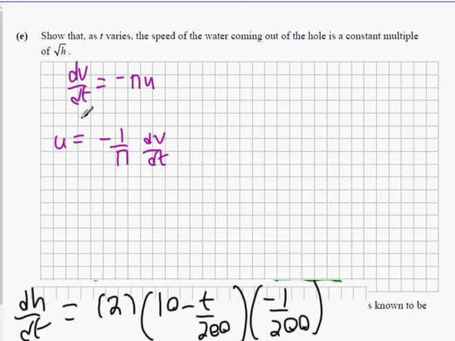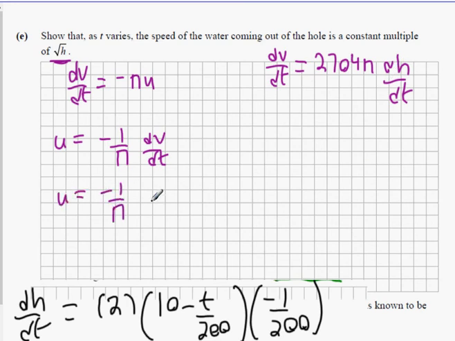Okay, upon completion of that, what do we realise next? The pi's will... dV/dt, and this is going back to part C. The dV/dt is 2,704 pi multiplied by dH/dt. Reason why we did that changeover is we're trying to relate the information back to h, not back to v. Okay, so I need to bring the h's into play. So what's going to happen then is u equals minus 1 over pi multiplied by 2,704 pi dH/dt. Okay, and then that means that u is going to be equal to minus, the pi's are going to cancel, right? And then it's minus plus 2,704.